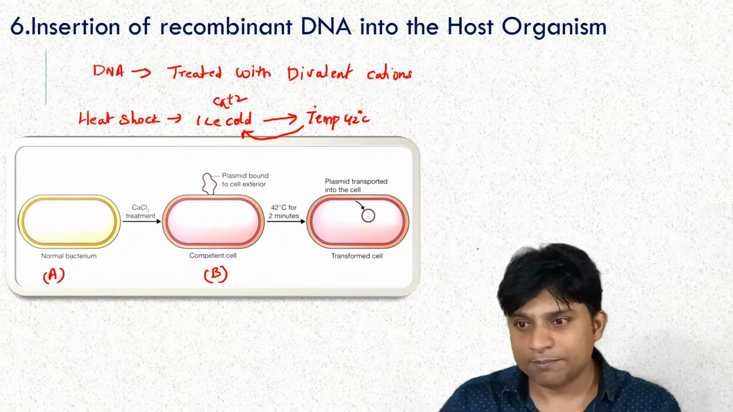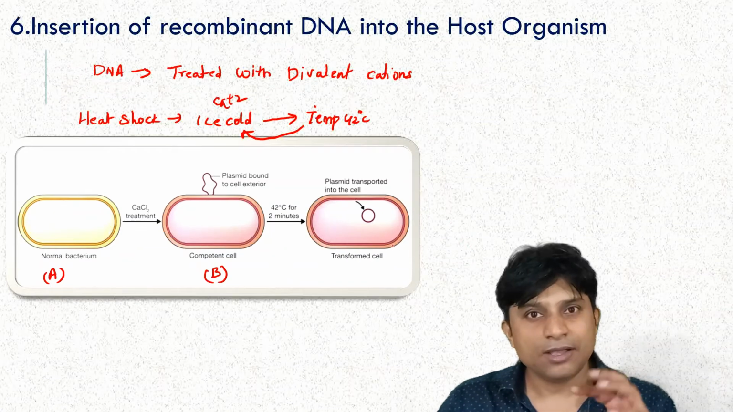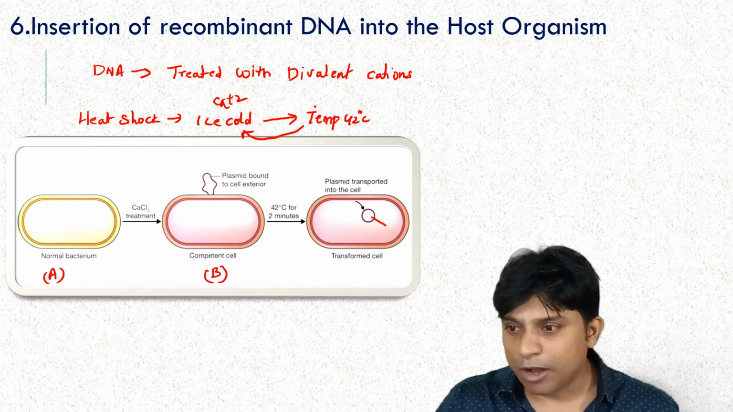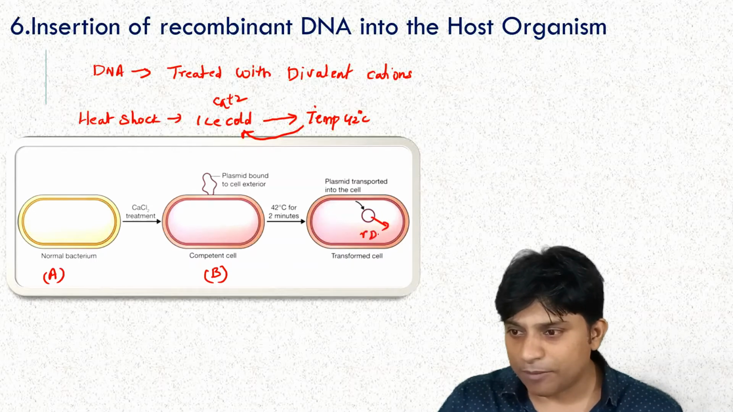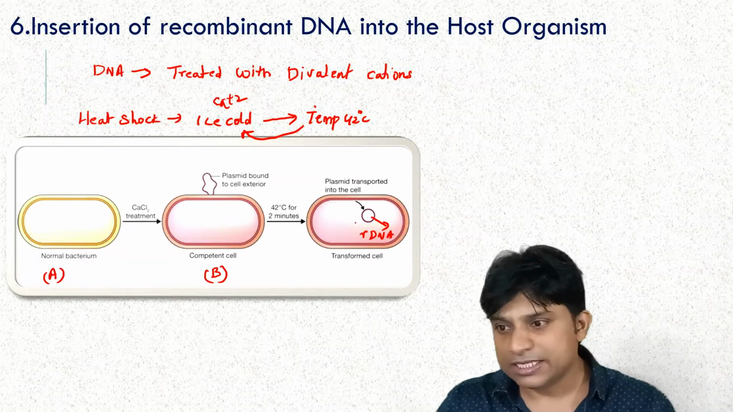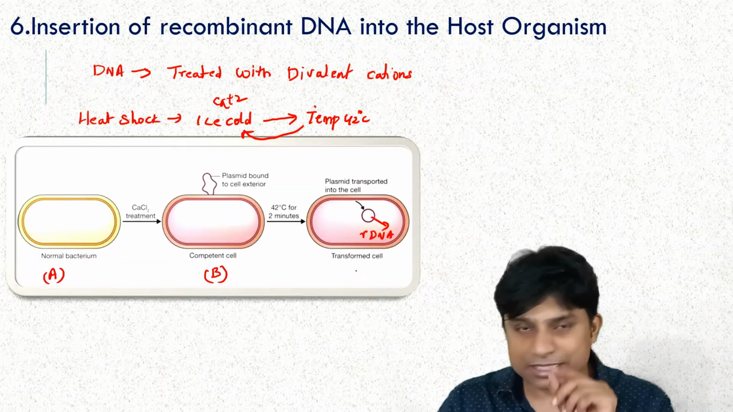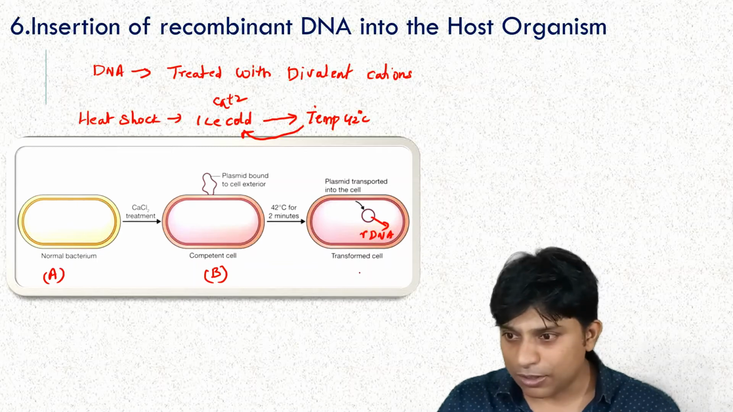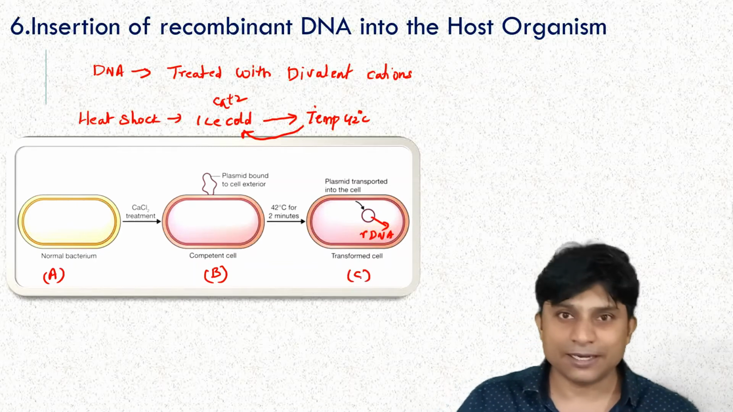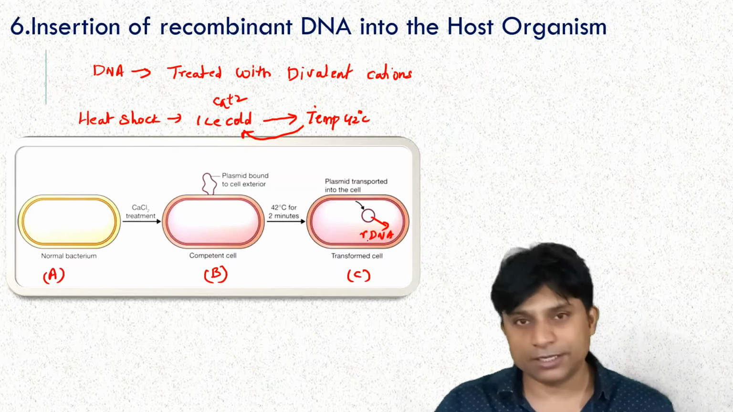Now here, the bacterial cell membrane becomes permeable for the recombinant DNA. So this is a recombinant DNA, that is plasmid, that is vector with rDNA, is introduced into the cell. Now such a process is called transformation, and this is called a transformed cell. This is how we introduce it into bacteria.